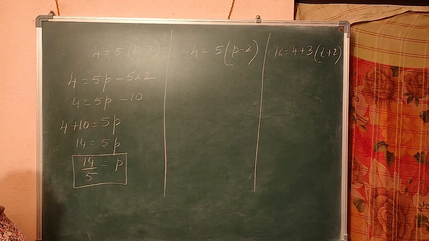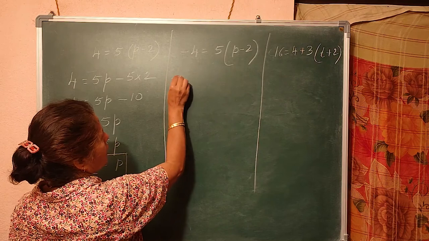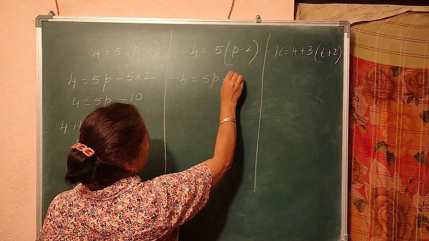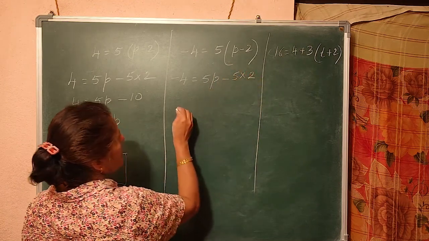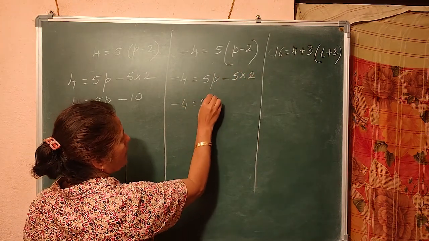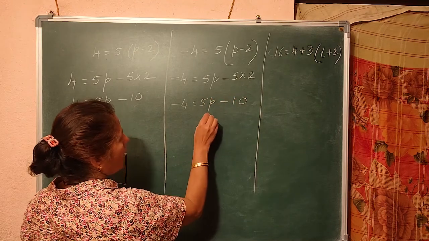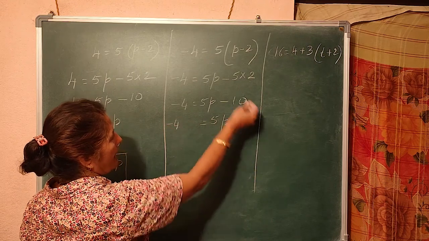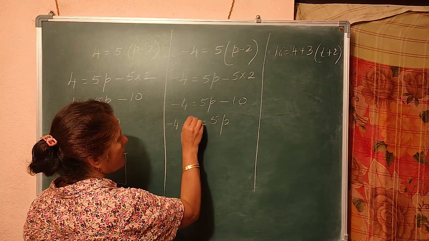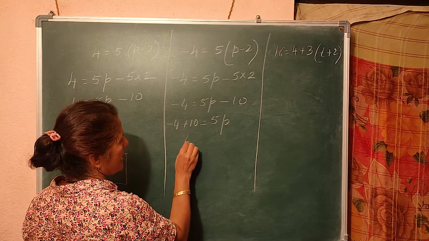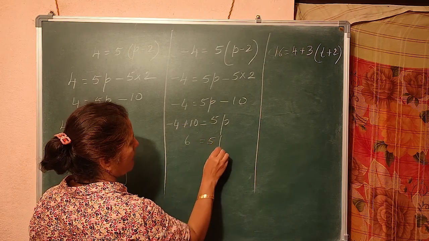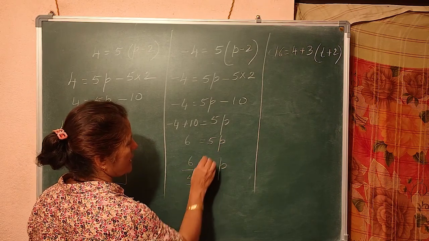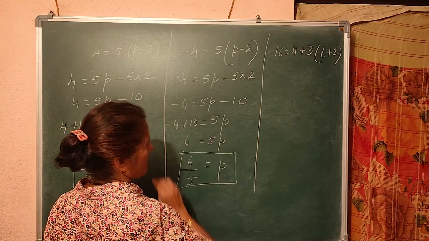Alright. Now let us go to the next one. Take out the bracket here also. Minus 4 is equal to 5p minus 5 into 2. So minus 4 is equal to 5p minus 10. 5p let it be here is equal to minus 4 minus 10, you take this side, plus 10. So 10 minus 4 is 6 is equal to 5p. p is equal to 6 divided by 5 because it is into. p is equal to 6 by 5.